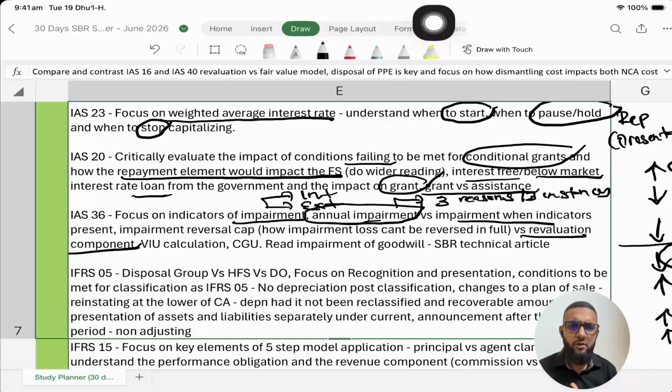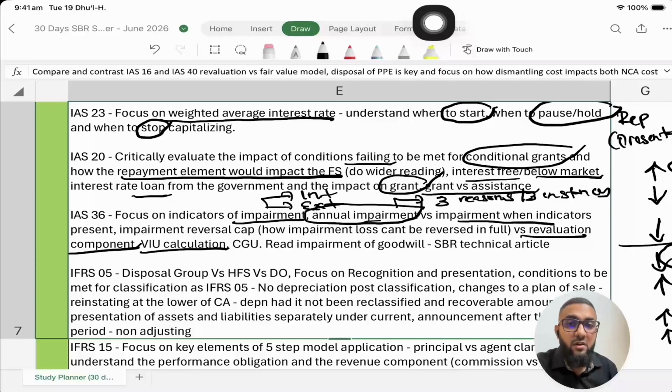Do a wider reading. Whatever tips that are given, do a wider reading. Go back into your tutorials. Try to understand these areas. Now, these are not the areas that you will focus on very specifically, but these areas can confuse you in the exam, which is why I've given them as tips, and you will have to know them to master these standards.